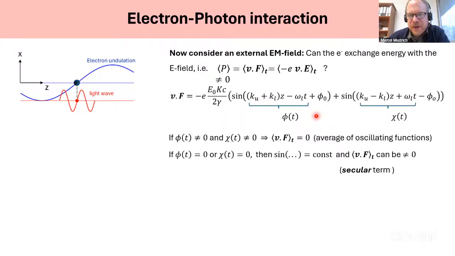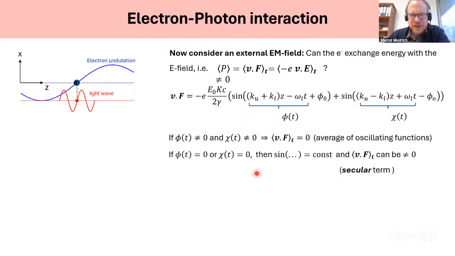We found these two terms where one of the two terms needed to be zero, such that taking the time average of this sinusoidal function results in a non-zero time average. Because if both these phases are non-zero, then we have just a sum of two oscillating functions. If we average over time, this cancels out to zero.